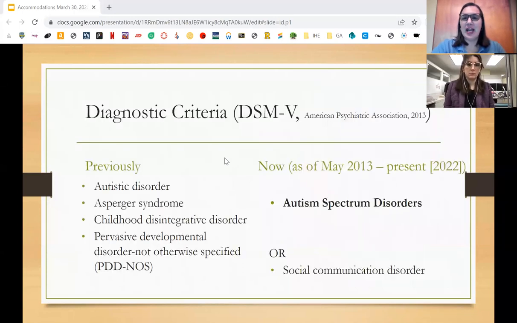So I want to preface talking about the diagnostic criteria for autism by saying that this is looking at autism through one lens, the medical model lens, which presents autism through a deficit space. So what are the social and behavioral deficits that a person with autism has that may cause them barriers in the community and in the classroom in our context.